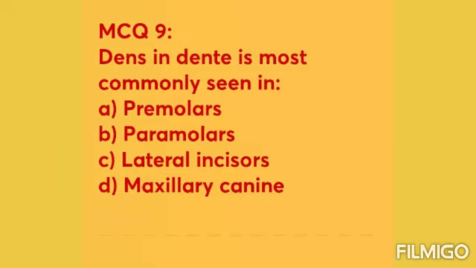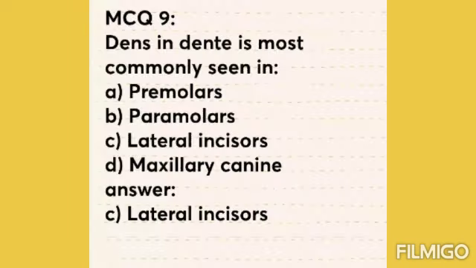Question number 9. Dens in dente is most commonly seen in option A premolars, option B paramolars, option C lateral incisors, option D maxillary canine. So dens in dente is most commonly seen in. So the correct option is option C, lateral incisor. So dens in dente is most commonly seen in lateral incisors.